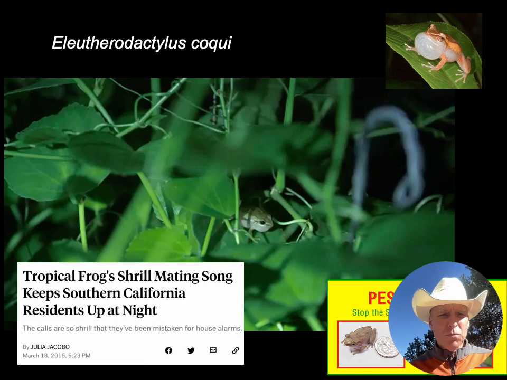So the tropical frog's shrill mating song keeps Southern California residents up at night.